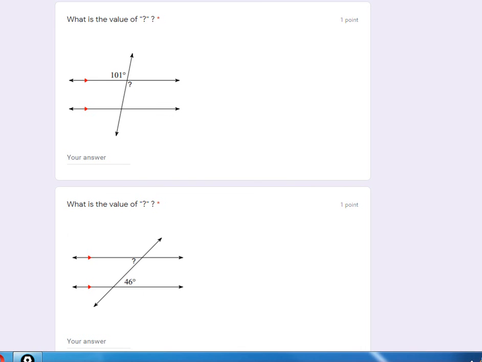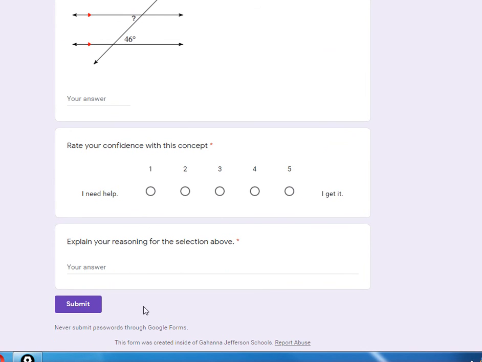Let's see what we got left. Done. Rate your confidence. Explain your reasoning for your selections above on this. So tell her if you think you need help. 101, why? If you got it, why?